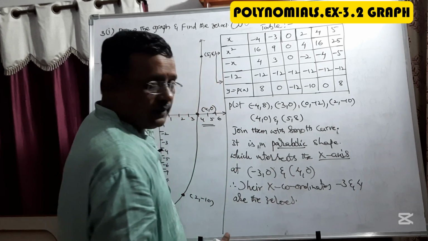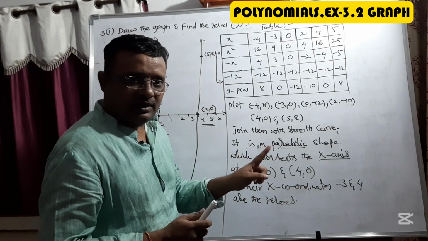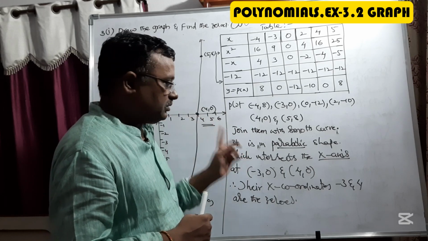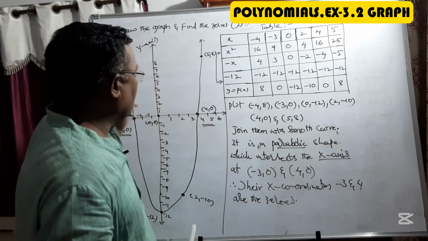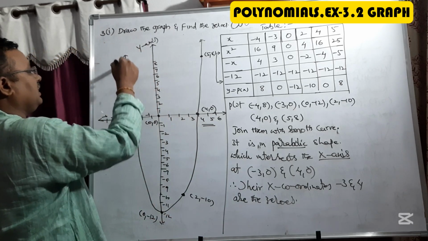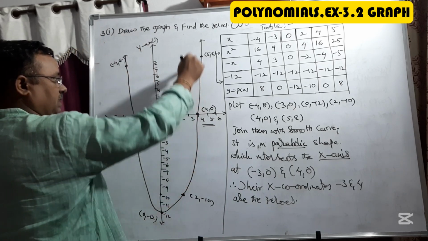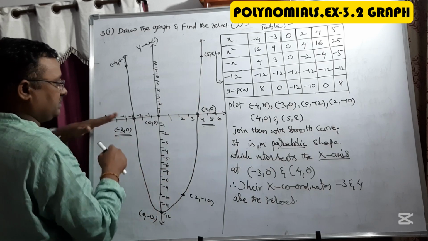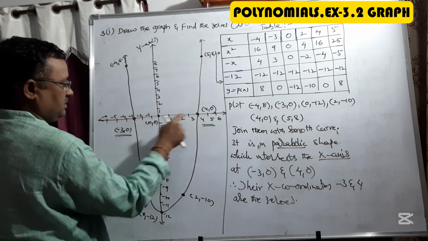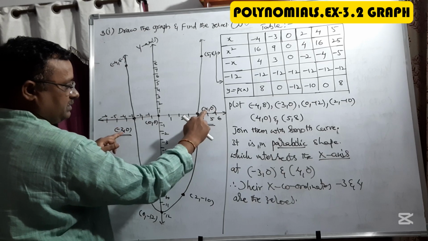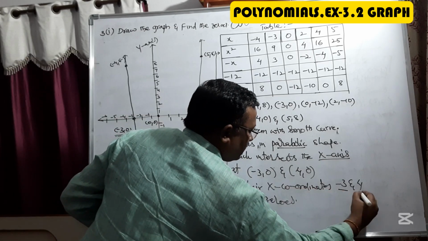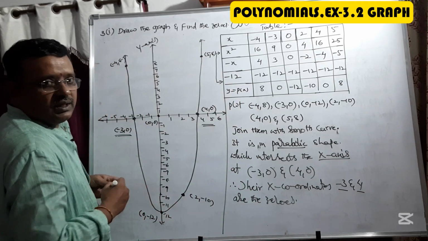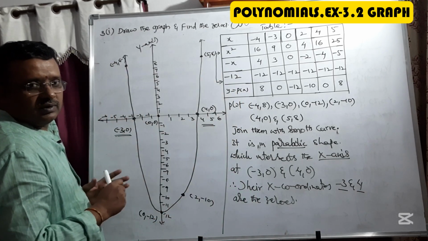Is that clear? In the algebraic method also we got the same zeros, -3, 4. From the graph also clearly it is a parabolic shape, U shape. It intersects the x-axis at 2 points. Their x coordinates are the zeros. Those are -3, 4. This is the conclusion.